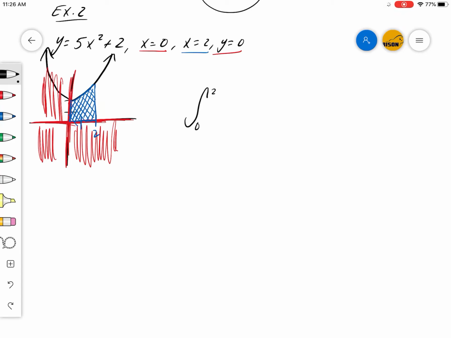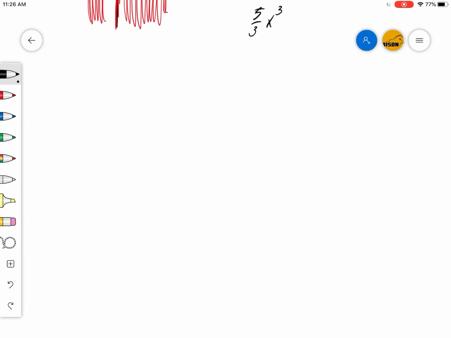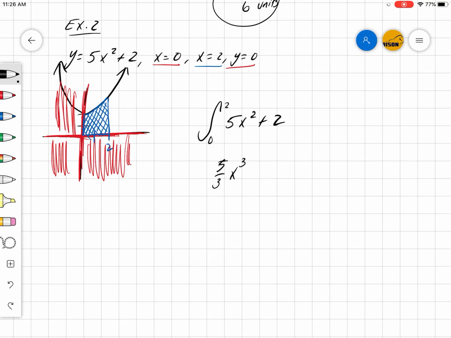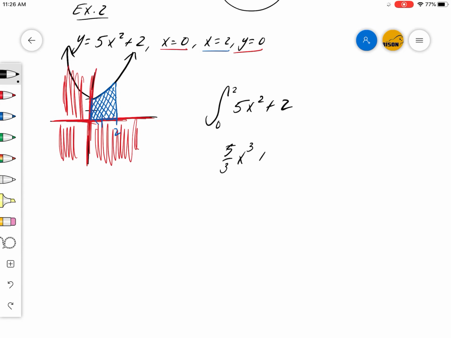I'm going to have the integral. This time I'm going from 0 to 2 because that's where my situation is bound from. And then I've got 5x squared plus 2. So let's integrate. Integrating 5x squared, add 1 to the exponent, and then divide by it. So that's going to turn into 5/3 x cubed. I prefer to write it like this than put the x on the top, but whatever y'all want. And then, you know, whenever you have a whole number, you just have to add an x to it. Okay, that's from 0 to 2.